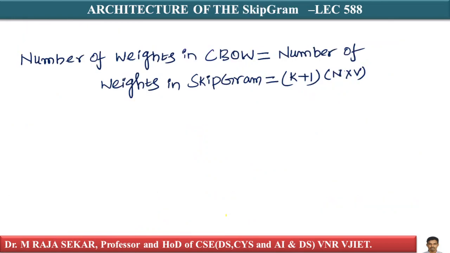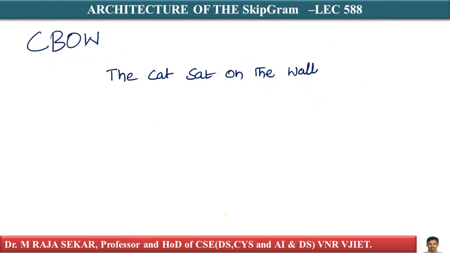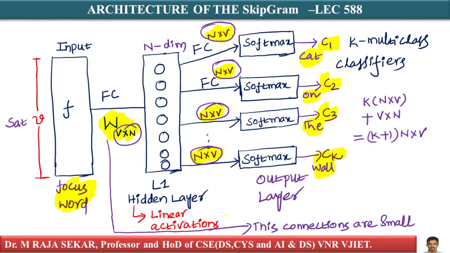If you compare the number of weights, just compare all these things. Again, I am repeating. In the case of SKIPGRAM, this is input sat. These are the outputs. By using a single target word, you have to predict these many context words. It's a difficult task. That is about SKIPGRAM architecture.